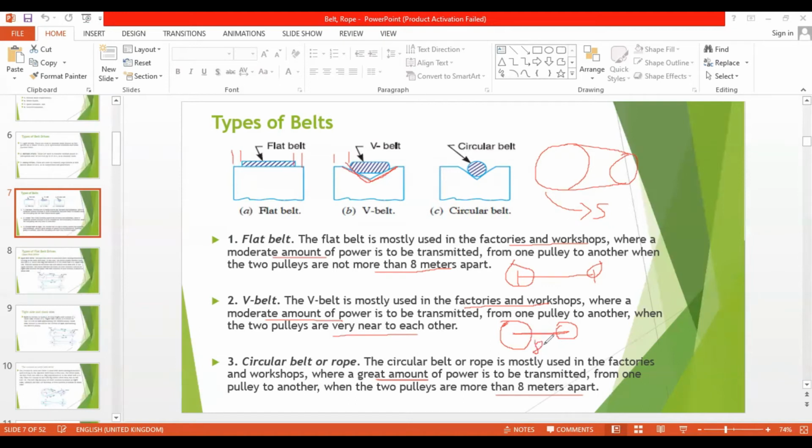So this flat belt is for moderate power transmission, and the distance is less than 8 meters. Circular belt is for great power transmission, but the distance between the pulleys or shafts is more than 8 meters, right? So based on this also we can classify the types of belts.